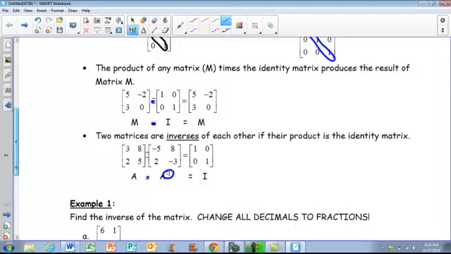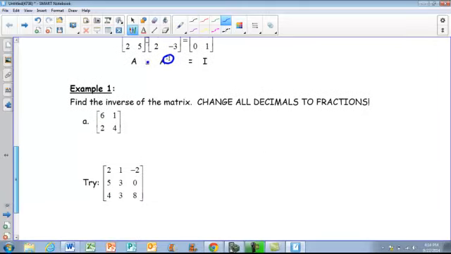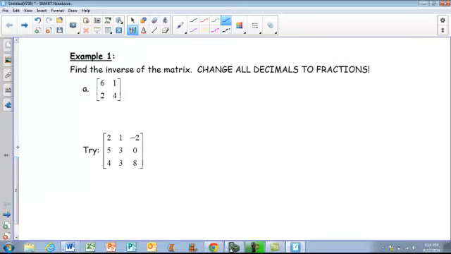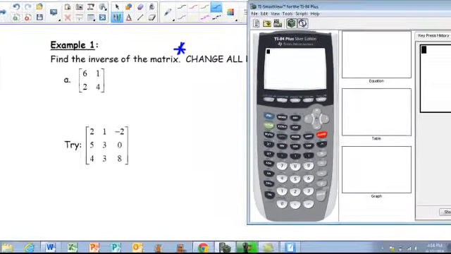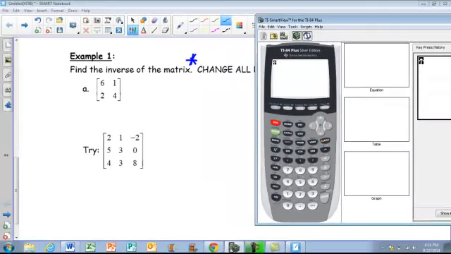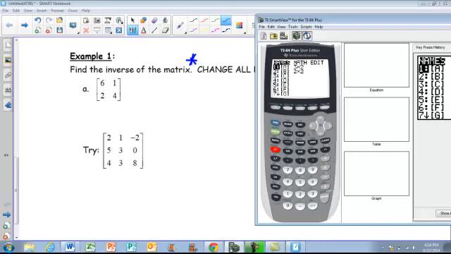Biggest thing here, if we take a look at our first example, all we're going to do is put all of these right into our calculator. So remember, if you have decimals, you're going to change those to fractions. So let me pull up my calculator here. Again, remember I showed you guys two different ways to put this in your calculator, so whichever way you are more comfortable with.